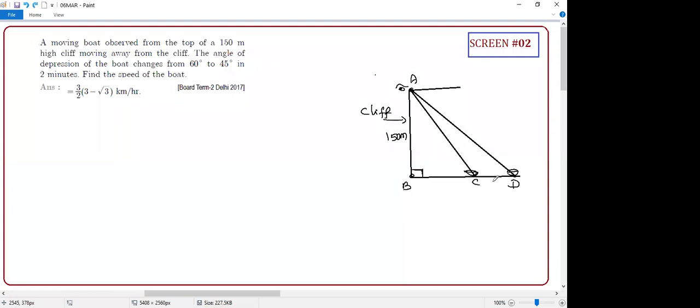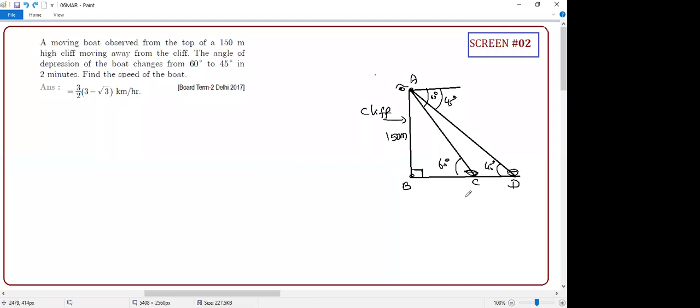As usual, where can I put the angle? According to the depression, it is 60 degrees here and 45 degrees here. But no use. That angle has to be inside, student. Then only you can use it. So now all the simple thing is, we know that this is your 60 degrees and this is your 45 degrees. That is all the information given. Now you have to find this speed.